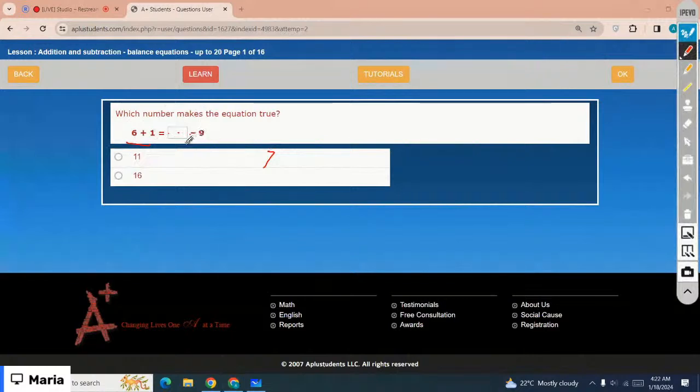11 minus 9 is not 7. It would be 16, because 16 minus 9 is 7. So that means the number that can keep the equation balanced is 16. So the correct option is 16.